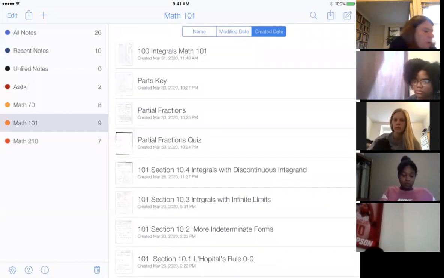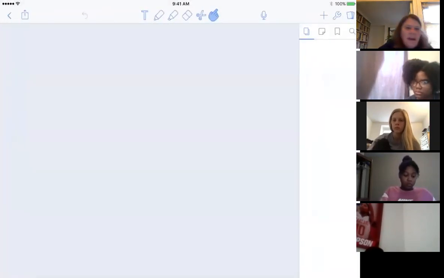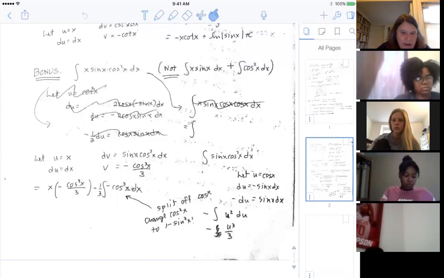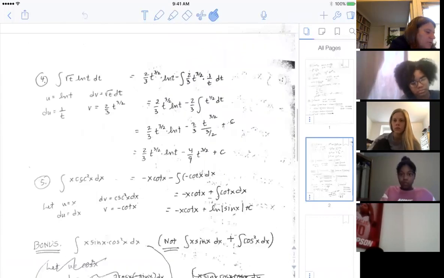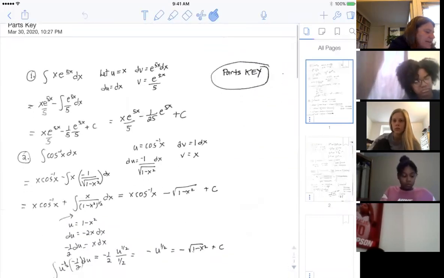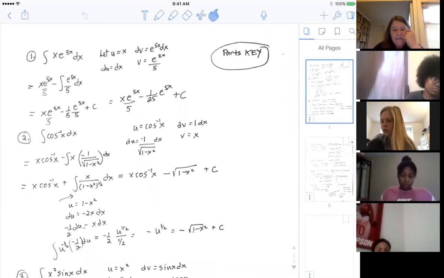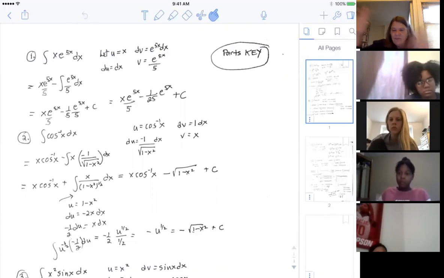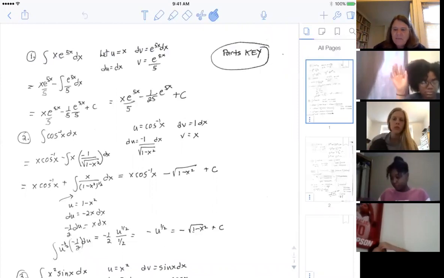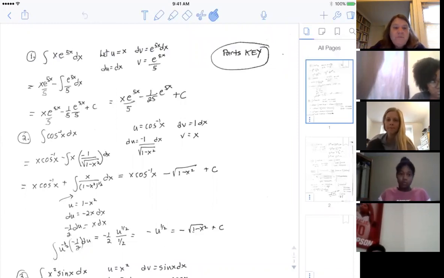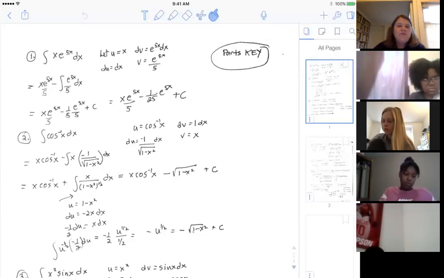I'm going to look at this parts key first, and we're going to make sure everybody understands what got done on that. Like I said, everybody did pretty well. Can everybody see it? Hands up, thumbs up. Okay. On this first one, that was clearly a parts problem because two things were multiplied that really don't have much relationship to each other in terms of substitution. You did just the right things.